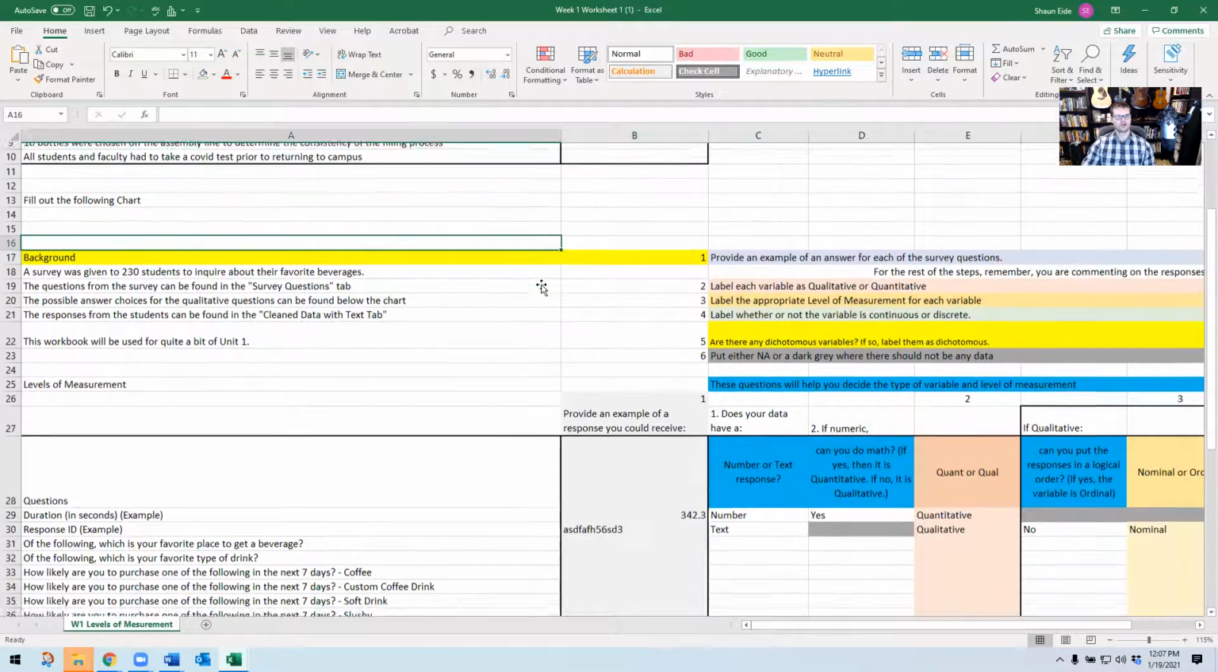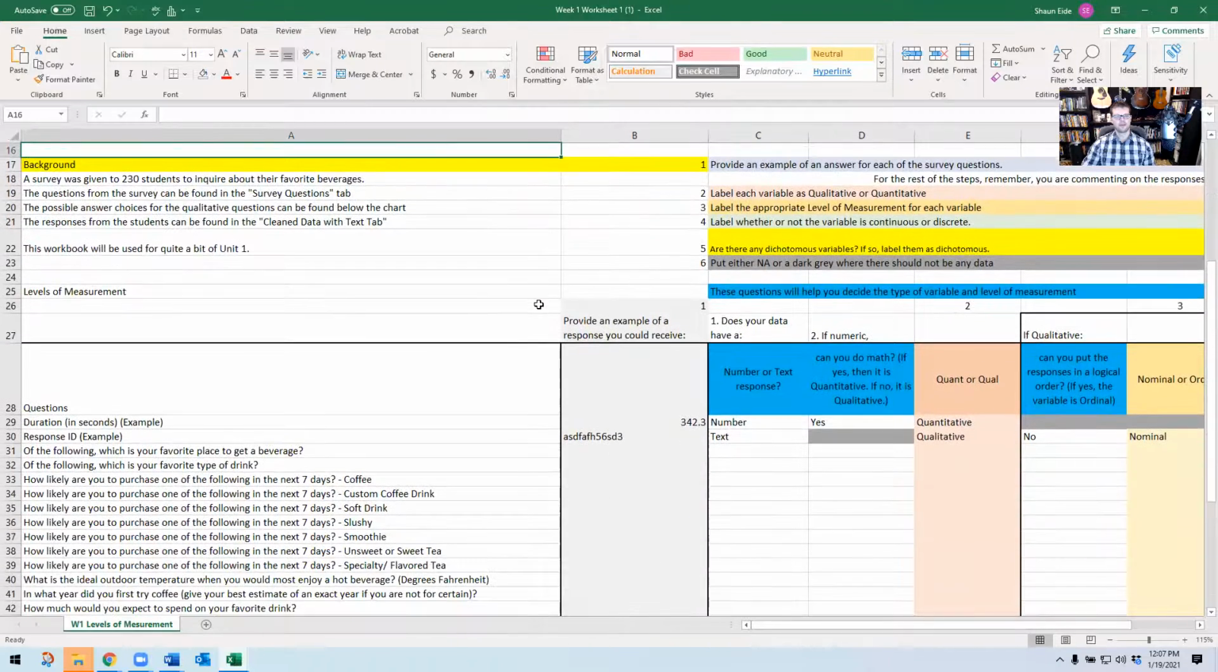So then you're going to come down here and fill out a chart. This is the background information about the data that you're looking at. We were giving a survey to 230 people about their favorite beverages, and the survey.